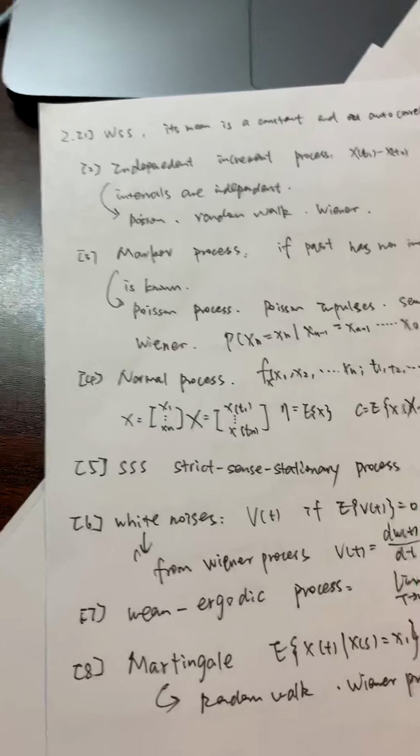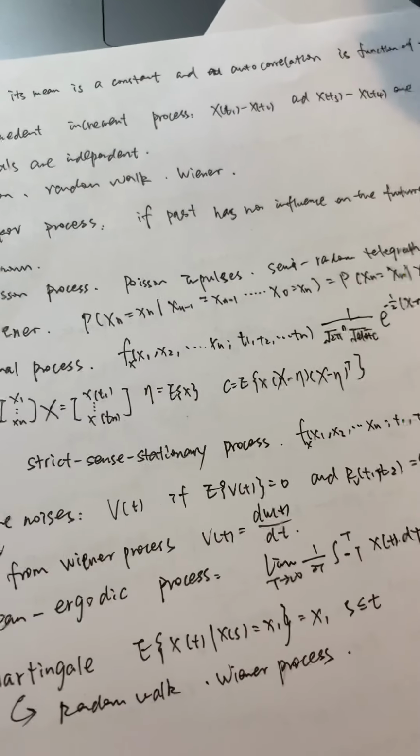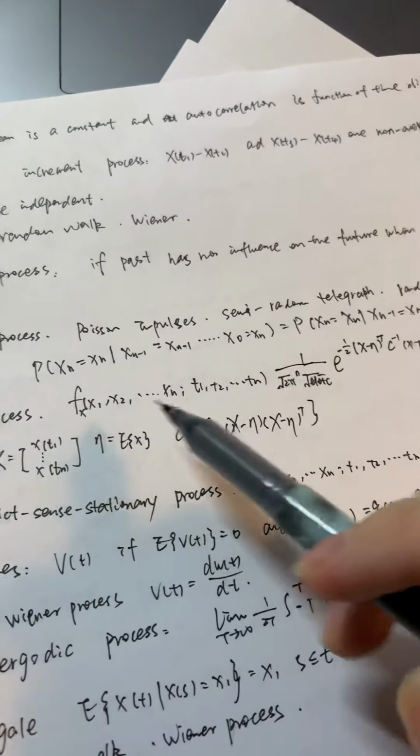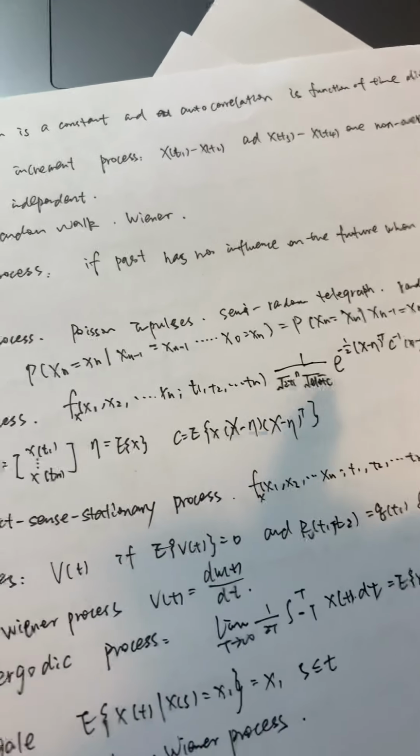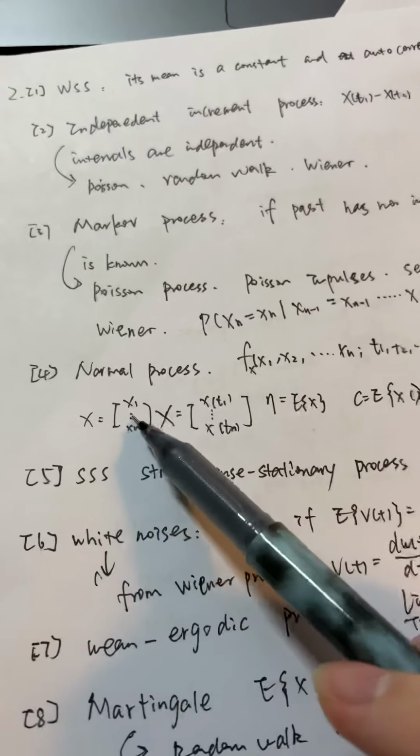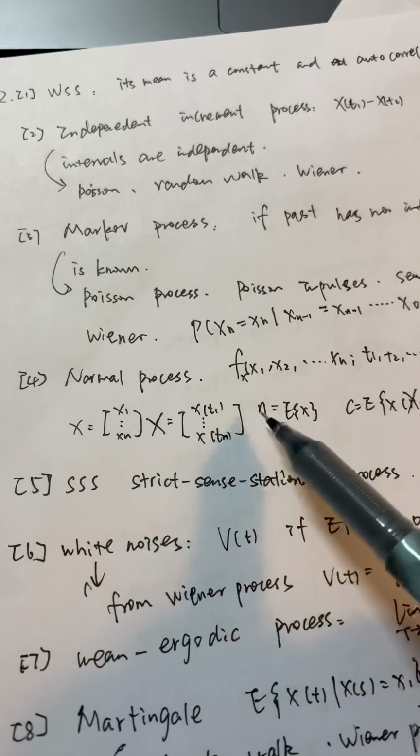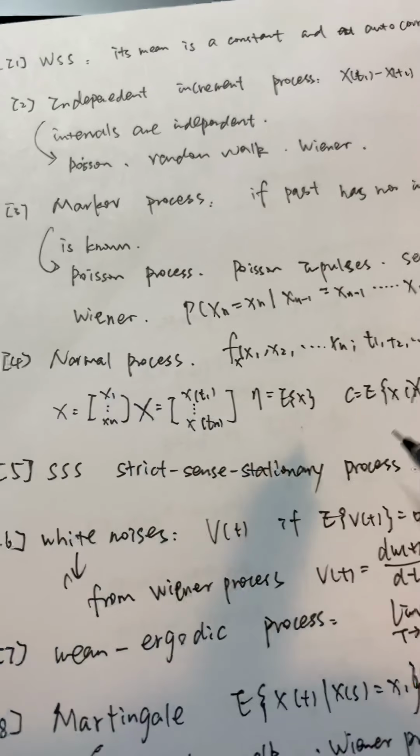The fourth process is the normal process, which we are very familiar with. It has a property like this, the density function, and we can just write it like this. And for each part, the small x represents this one, and the big X represents this one.